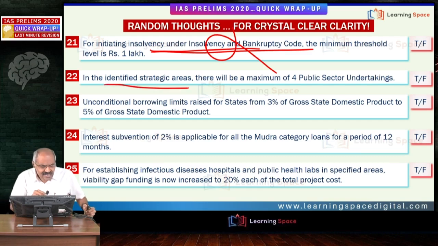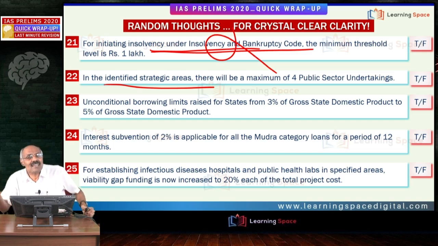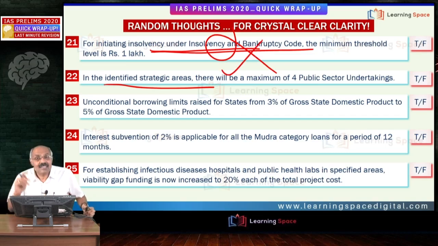Then, in the identified strategic areas, friends, the government announced as part of Atmanirbhar Bharat Abhiyan that public sector enterprises will no longer exist in non-strategic sectors. What the government said is, in the non-strategic sectors, the government will exit from public sector undertakings, but in the strategic sectors, there will be a minimum of 1 and a maximum of 4 public sector undertakings. This is what the government has said. Please keep in mind, for the strategic areas, there will be minimum 1, maximum 4 public sector undertakings.